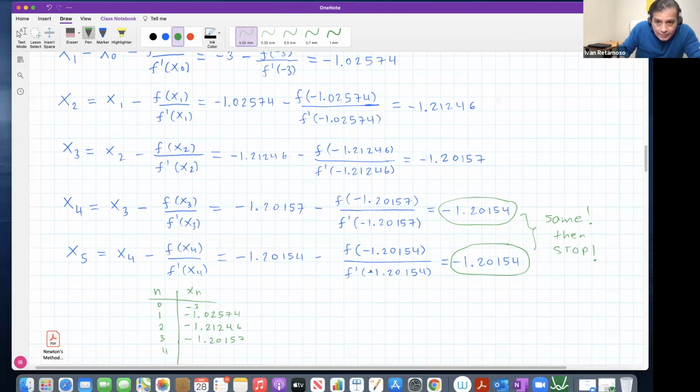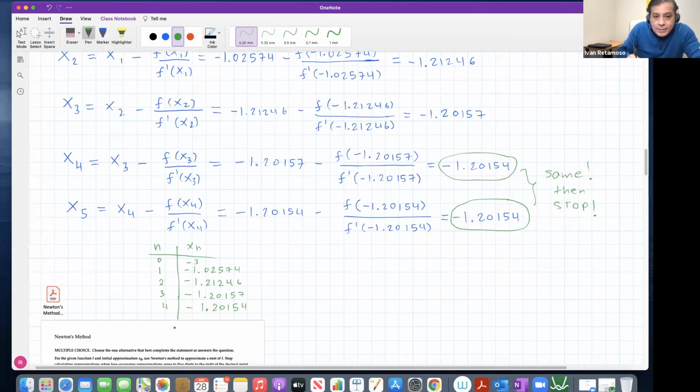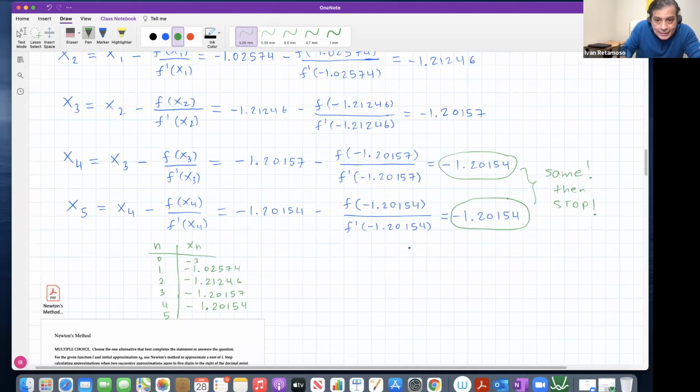x4, we got this guy, and it's there where we got a repetition up to 5 decimal places, right? Because notice x5 is exactly the same. And that is the reason why we stop, right? We stop here because they're the same values.